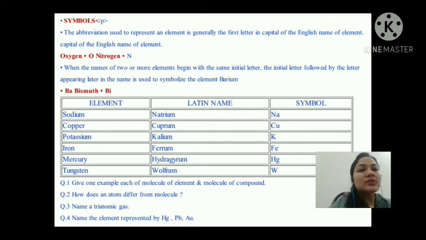Then, name a triatomic gas. You have to see which gas is triatomic, that means its atomicity is 3. Just find out and write down the answer. Name the element represented by Hg, Pb and Au. This also you have to find out. Hg is already given, that is mercury. Pb is lead. Au, you all must be knowing Au. So please do these question answers properly in your notebook.